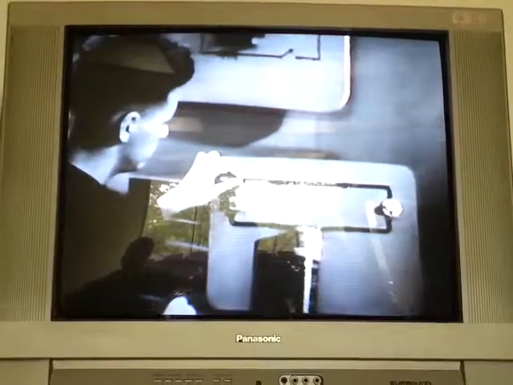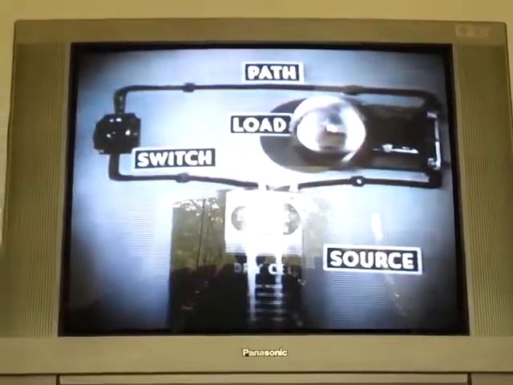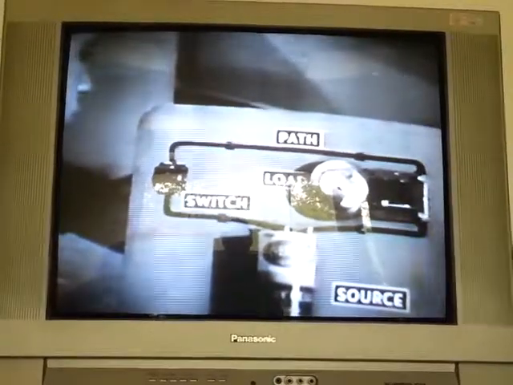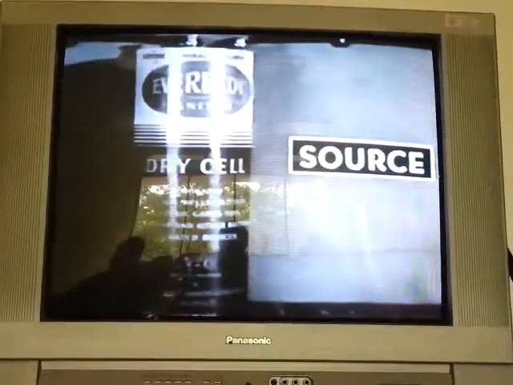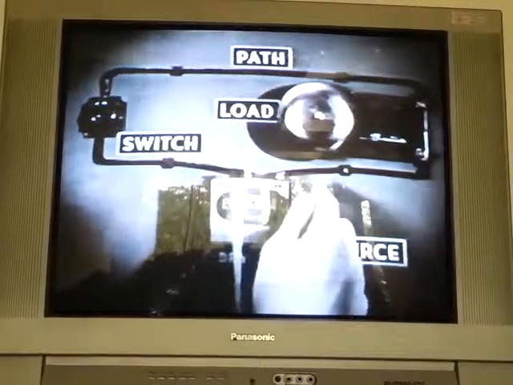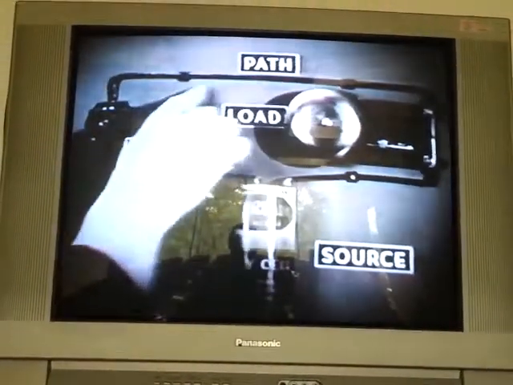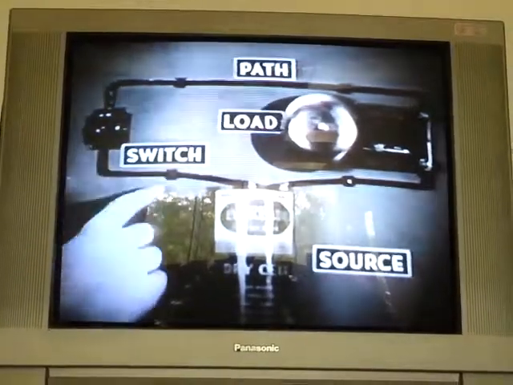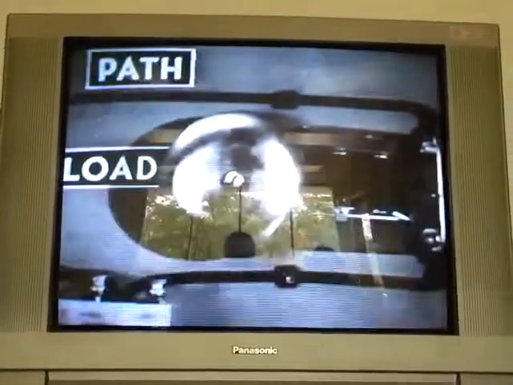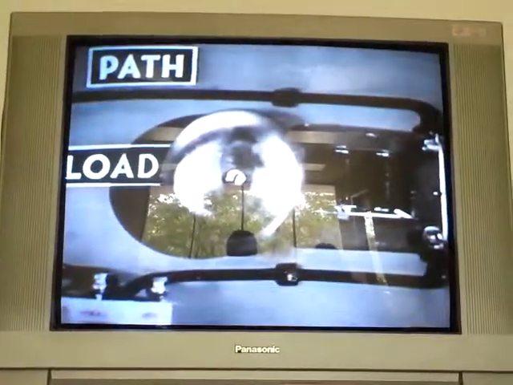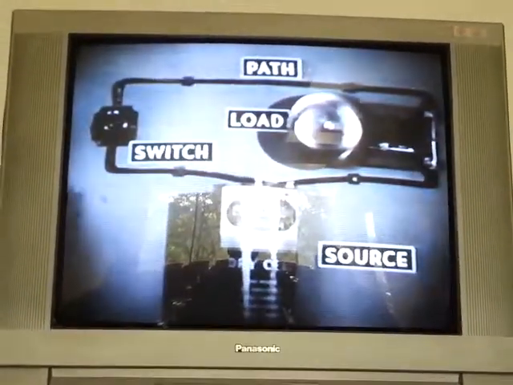to make it work. A typical electrical circuit, such as this doorbell circuit, has a source of current, in this case a dry cell. It has a path through which the current flows, provided by the wiring. It has a device called the load, which uses the current. In this circuit, it is the bell. The push button controls the flow of current.